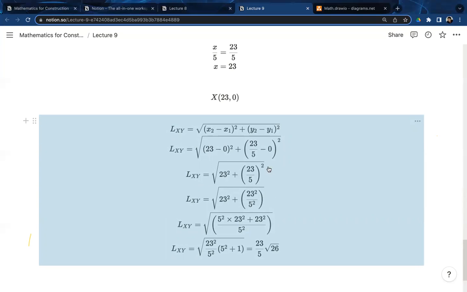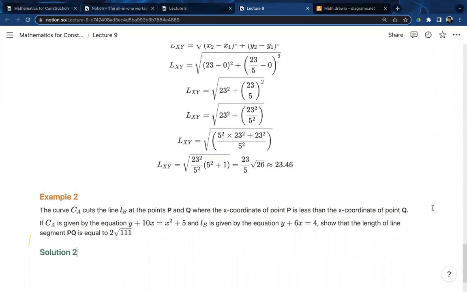So this is 22 squared over 5 squared. I multiply this by 5 squared over 5 squared. That means I could have put everything under a common denominator. Then I factorize the 22 squared into 5 squared plus 1. 5 5s are 25 and 1, 26. So 26 here. This square root removes the squares on the 22 and the 5. So you get 22 over 5. Hope you all understand the gymnastics.